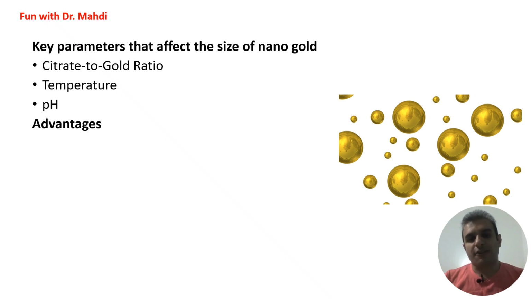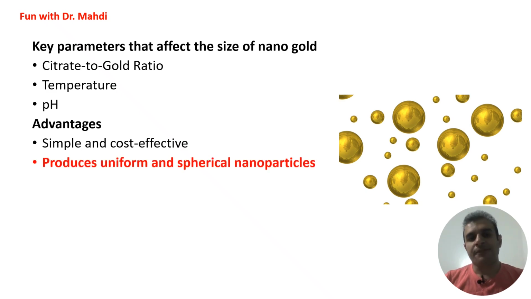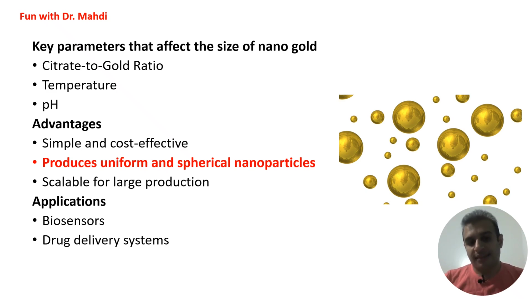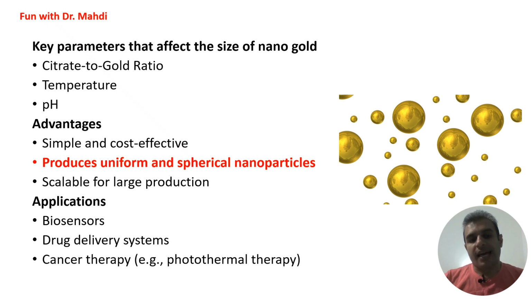This method has some advantages. For example, this method is very simple and cost effective. And with this method, you can produce uniform and spherical nanoparticles. And also, this method is scalable for large production. For example, when you would like to synthesize a huge amount of nanogold, especially in industry, you can use this method. And also about the application, I would say it could be used for biosensors, for drug delivery systems, cancer therapy, and also catalysis.